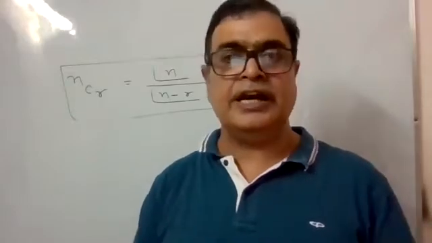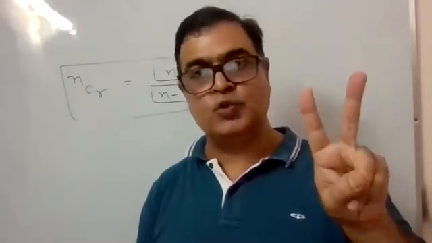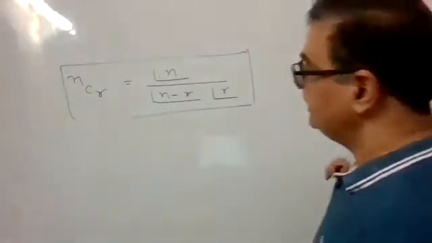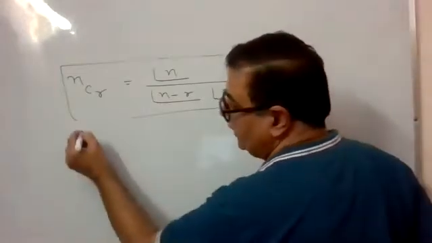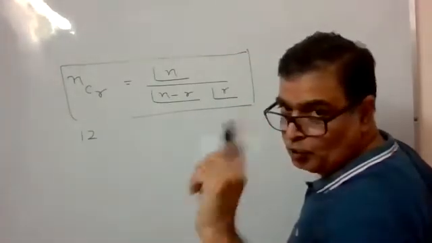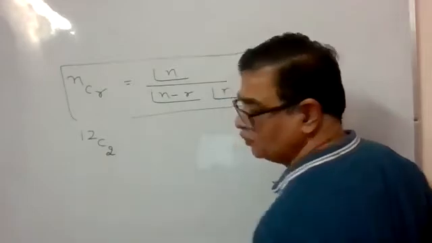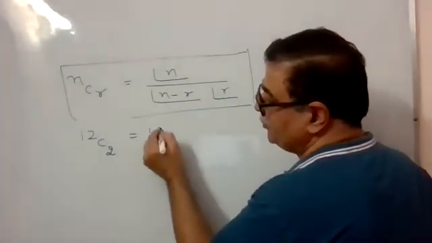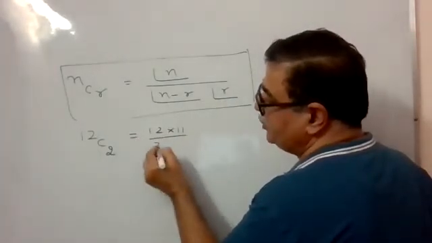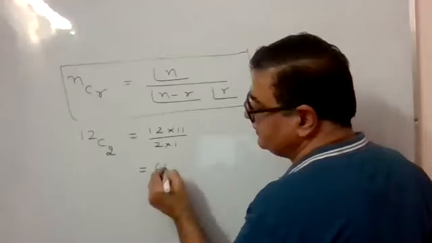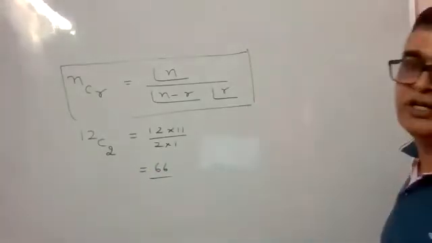For each handshake, how many persons do you need? 2 persons are needed. So total persons are 12 and we want 2 to be selected. So how many ways can I make this selection? 12C2. 12C2 means 12 into 11 by 2 into 1. So there will be 66 handshakes in the party.